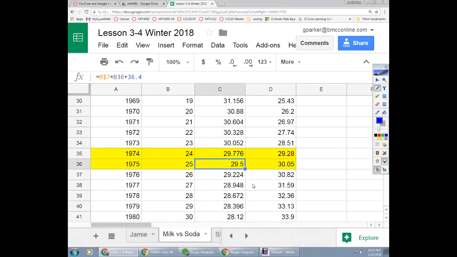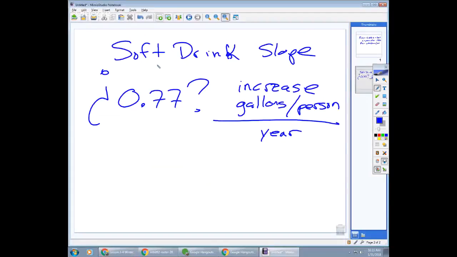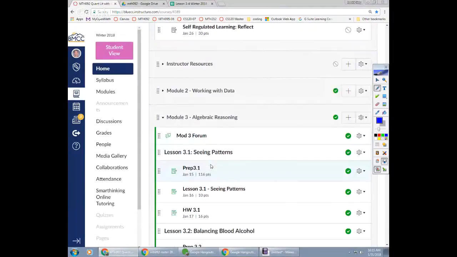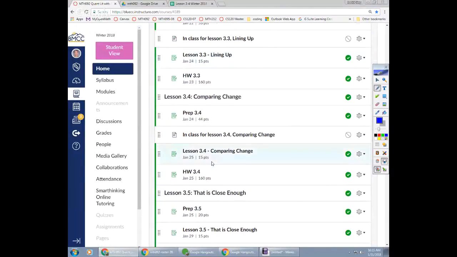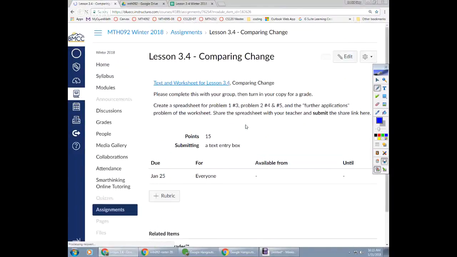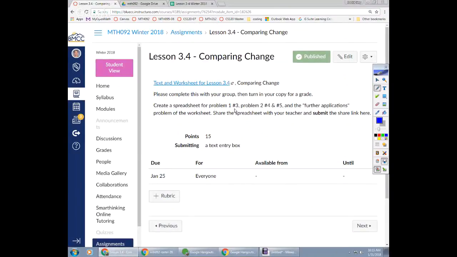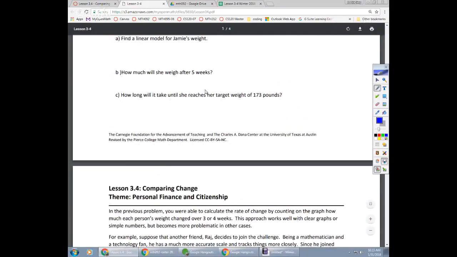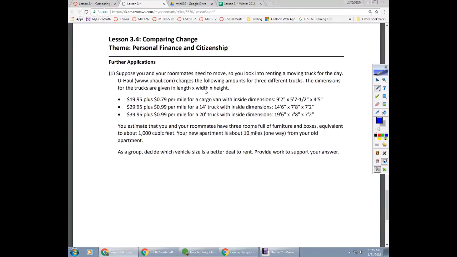All right, quick pause. Take a look at the next page, please. And then I'm going to let you do some stuff together. So 3, 4. As far as the spreadsheet, you need a spreadsheet for Jamie's graph of weight data and the milk and soft drink stuff. You don't have to do a spreadsheet for this last question, but the last question is going to have you play around with deciding which U-Haul trailer to rent.